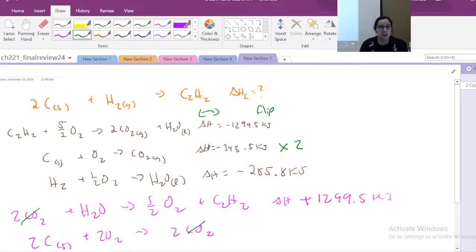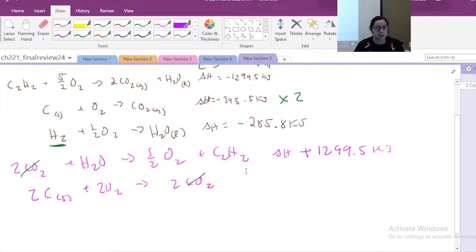So that's one hint, right? You have the water here. We need it to cancel. Again, I was kind of looking more simply at just where do we have hydrogens, and that was only in this equation. So let's just go ahead and add this in there, right, without doubling or anything. So H2 plus our half O2 gives us water.